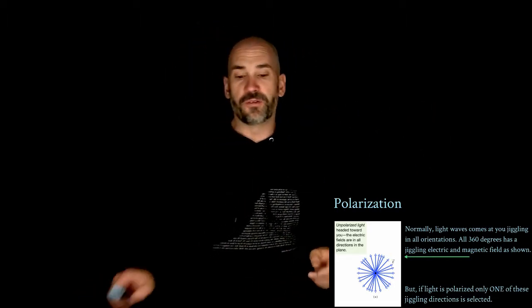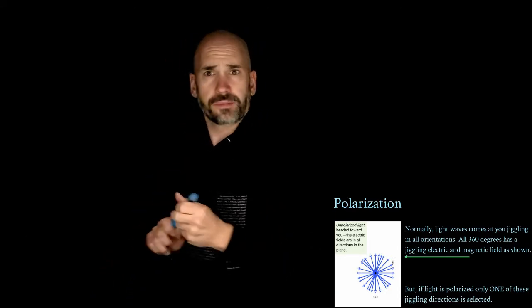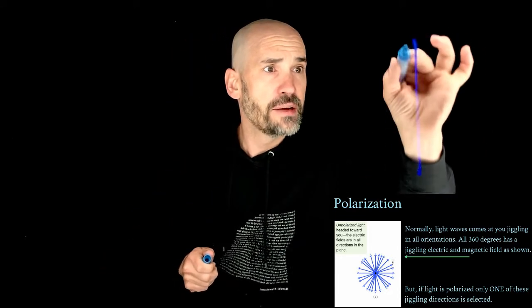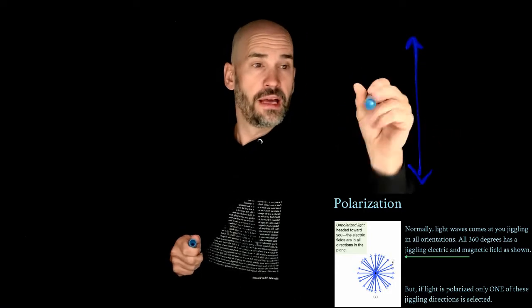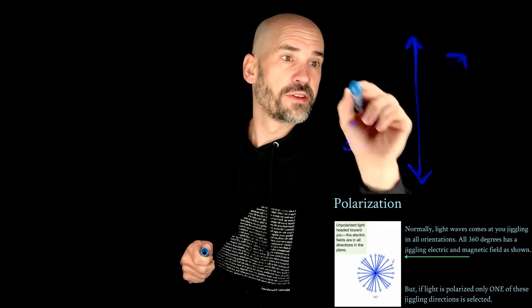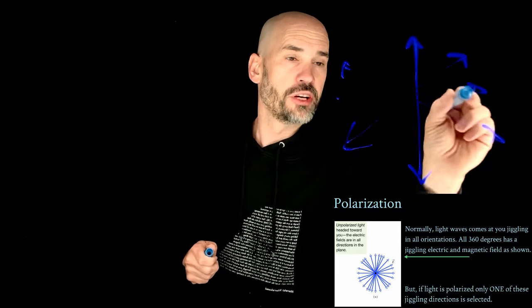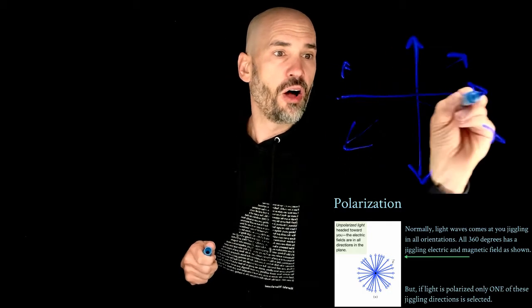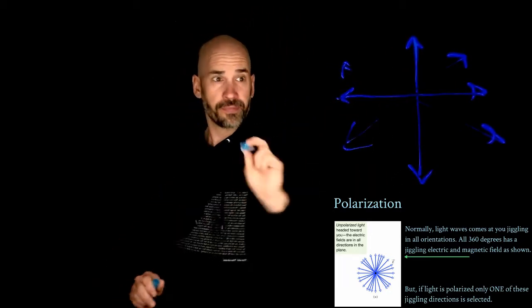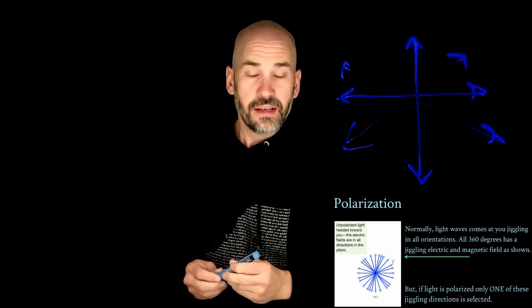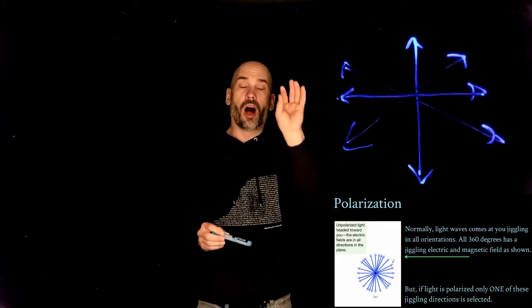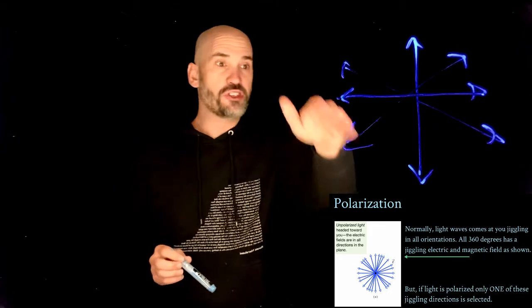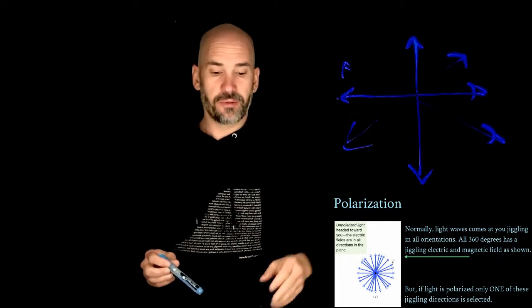You're going to have some that's jiggling this way, and some that's jiggling this way, and some that's jiggling this way. So if you look at these little jiggles as arrows, then you will have light moving towards you at all these different orientations, jiggling this way, that way, all the different ways. And that is what you would call unpolarized light. It's jiggling at all 360 degrees.